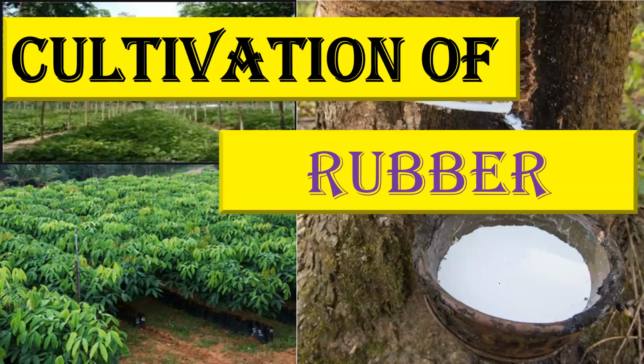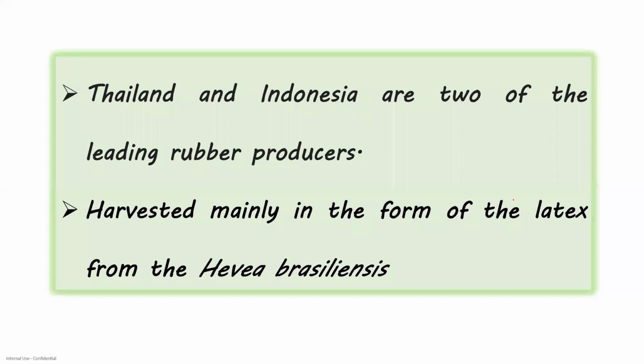So cultivation of rubber. Right? Now see, Thailand and Indonesia are two of the leading rubber producers in the world. So this is something very important to be noted. Thailand and Indonesia are the two most important leading nations that produce rubber, right? They are harvested mainly in the form of latex from Hevea brasiliensis. This is the scientific name of rubber tree.